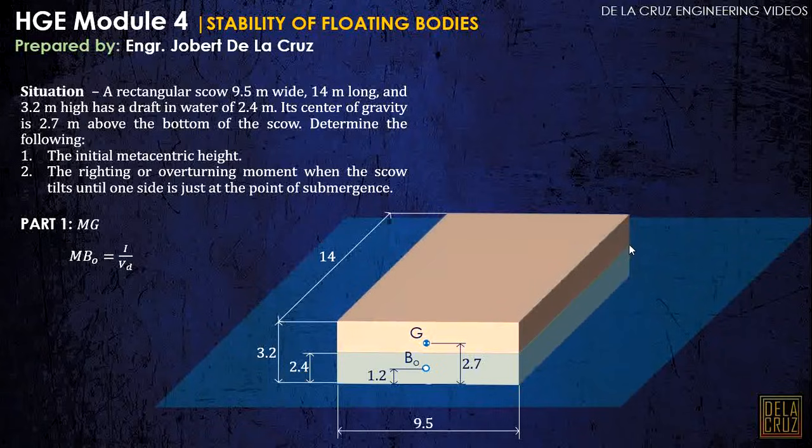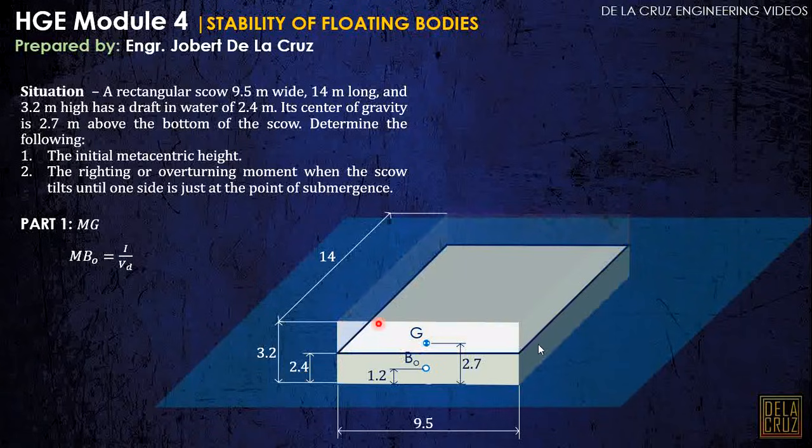Ito yon. Ito yung point na nag-submerge sa water. In this case, water interface, kumbaga. No? So, if we will project the cross-section dyan, ito yon. Okay, so ano yung magiging inertia? So, that will be 14 times 9.5 cube divided by 12. Okay, rectangle lang. And ito yung i-cube natin since we are considering rolling.